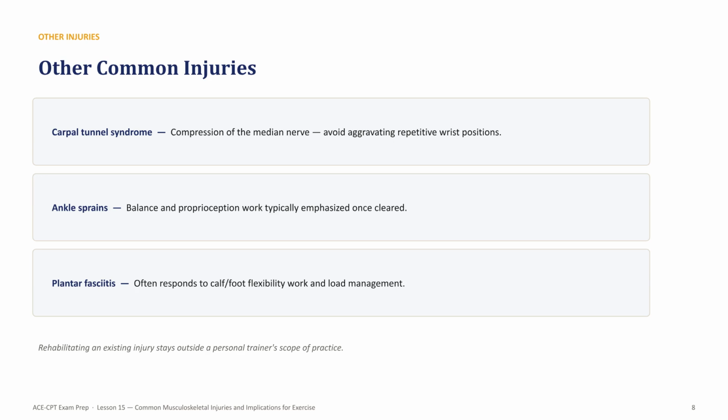And as always, the same boundary applies across all 3. Rehabilitating an existing injury stays outside a personal trainer's scope of practice.